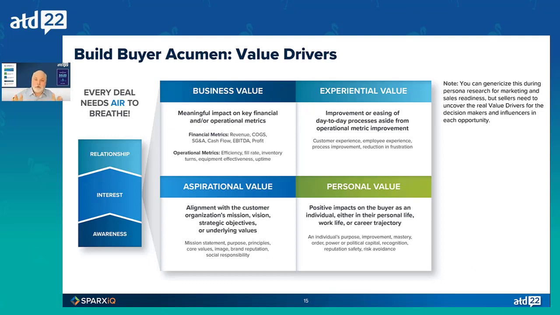So you can start by building the buyer acumen, noting what matters. A CFO probably has business value. Excuse me, CFOs are more worried about the meaningful impact on the key financial metrics. A director of operations might be worried more about experiential value or the improvement or easing of day-to-day processes, and so on.